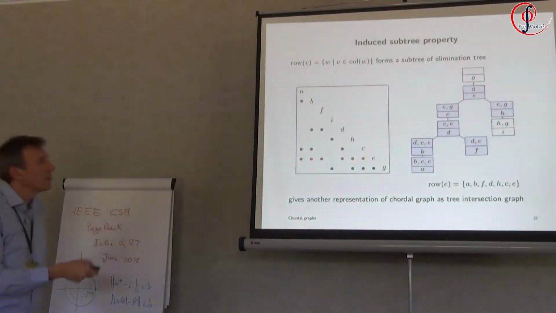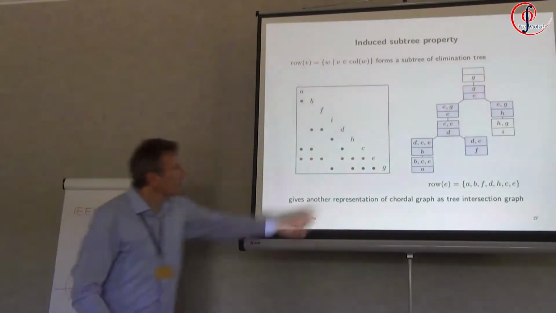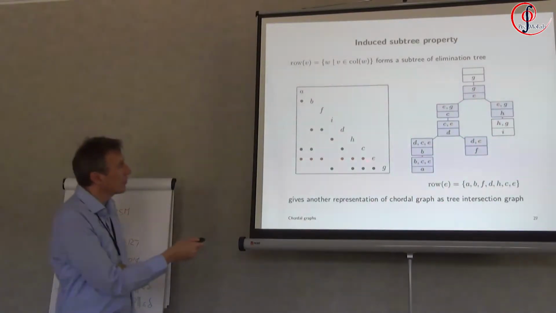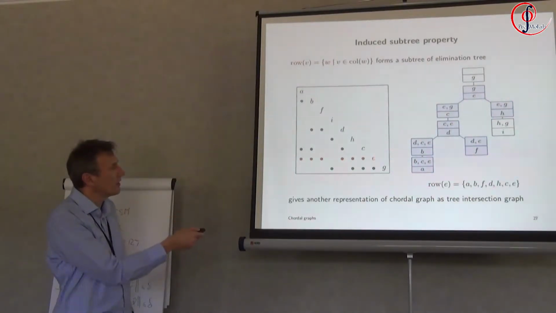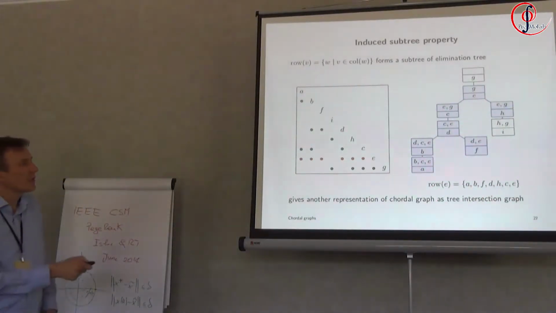So this is the induced subtree property. Again, if we take this expanded tree and pick a vertex, for example this vertex E, and then look for all the columns that contain E, those columns form a subtree of this elimination tree. And those columns are given by the row of E. All the columns that contain E are also the elements in the row of E. So that's another representation of the same chordal graph by a tree with the induced subtree property. But these are not cliques, these are just complete subsets, not maximal, and they correspond to each column in this graph.